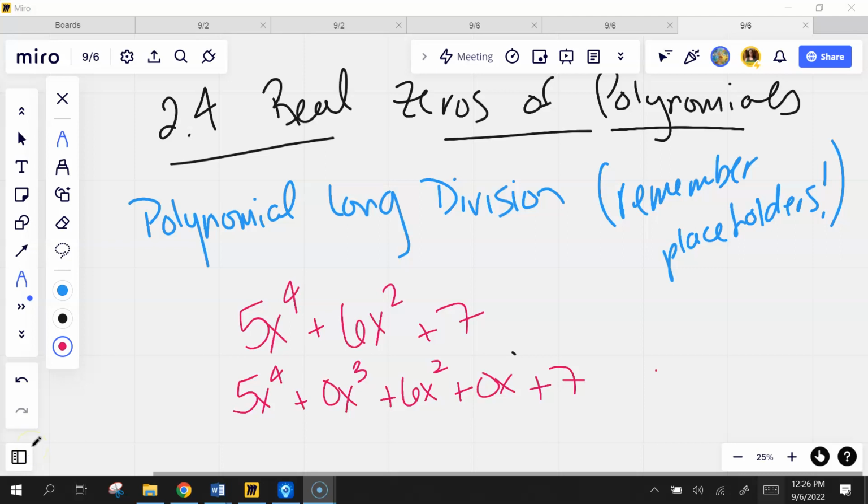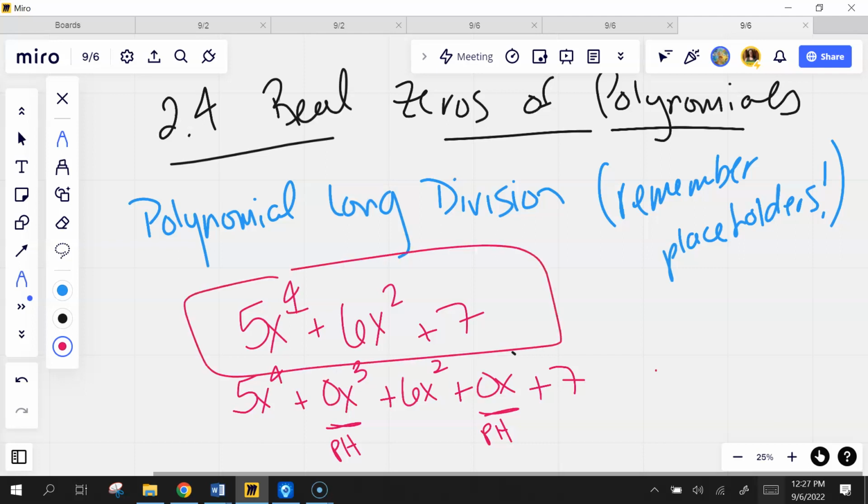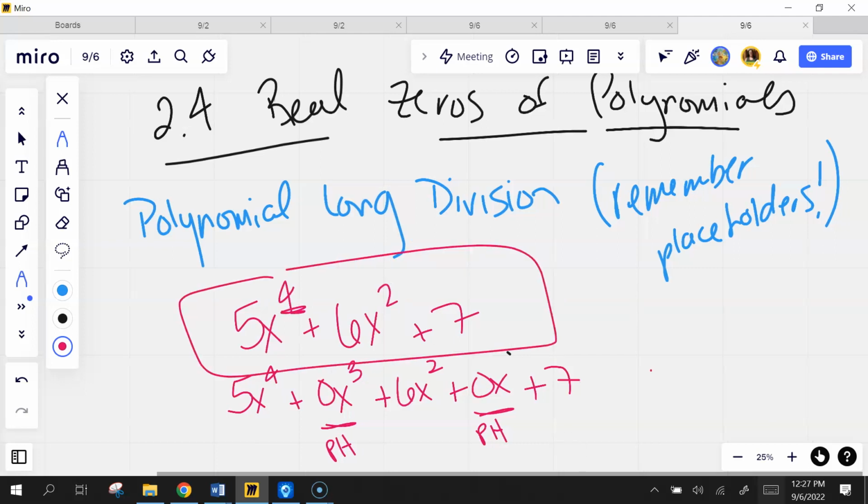Okay, so these are what we call placeholders, to hold the place of anything that's missing. So in this example, I had the exponent of 4, but I need every exponent from there down. So I was missing the 3, so I put a 0x3. I got the 2, I'm missing the 1, so I put a 0, and then I got the constant.